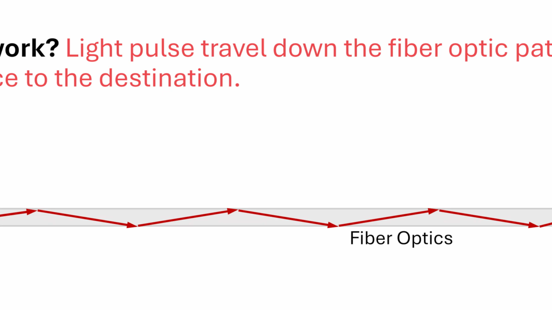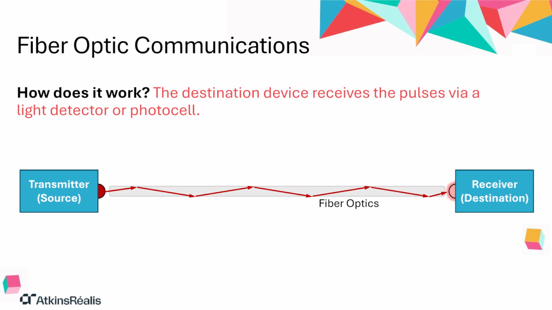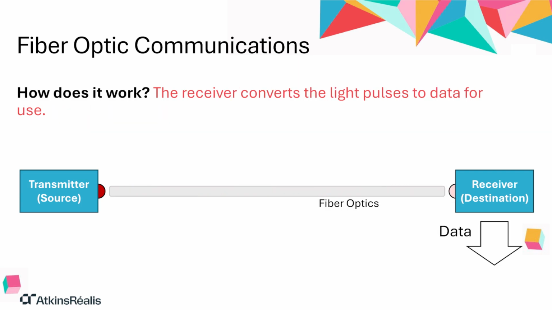These light pulses, these flashes, are then sent down that super thin fiber optic strand. They travel really fast, maybe about two-thirds the speed of light in a vacuum, until they hit the receiver at the other end, the destination. The receiver has a special light detector, like a photocell. It senses these individual pulses of light, and once it receives them, it does the reverse, converting that series of ons and offs, those zeros and ones, back into usable data for whatever networking equipment is connected.